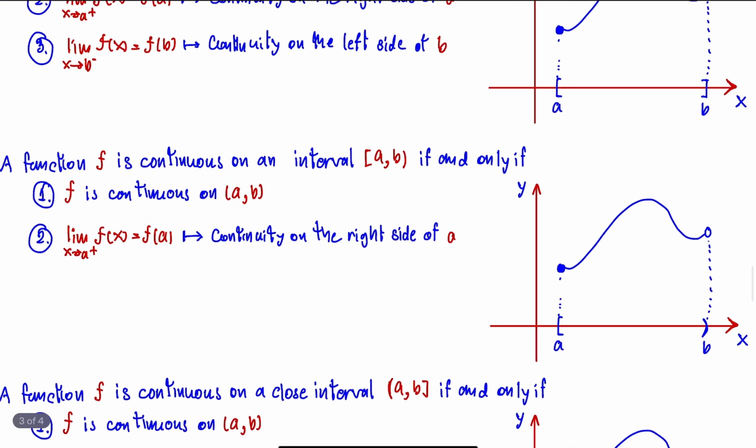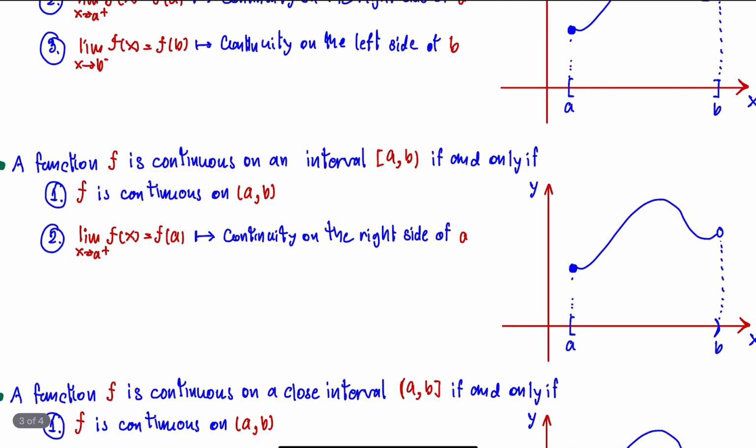So to show that this function is continuous on this interval, the first thing you need to have is the continuity on the open interval from a to b, and consider the endpoint on the left side. So we have to consider the limit of f of x as x approaches a from the right side, and it must be equal to f of a. If you have this limit equal to f of a, you have the continuity on the right side of a, the endpoint on the left side.